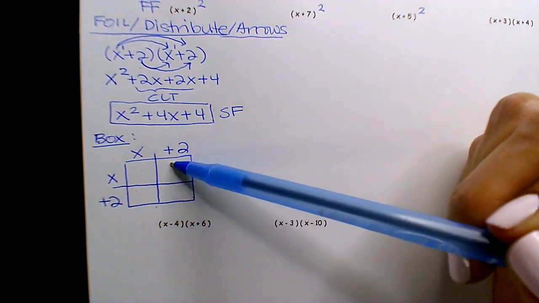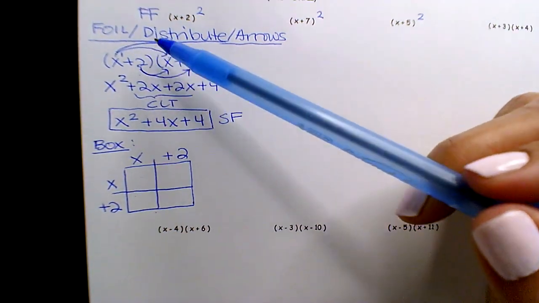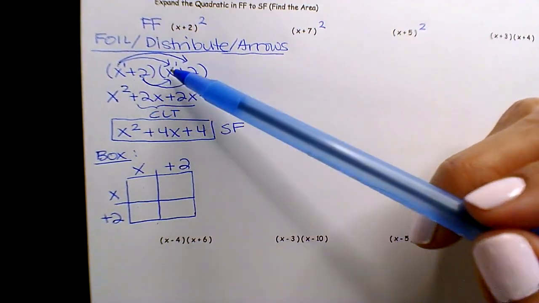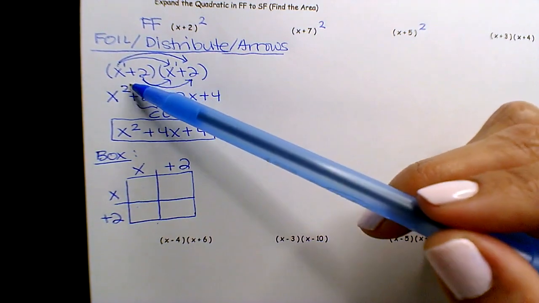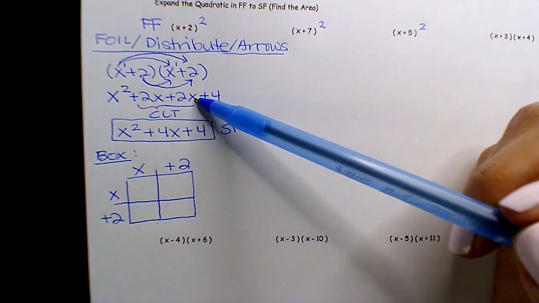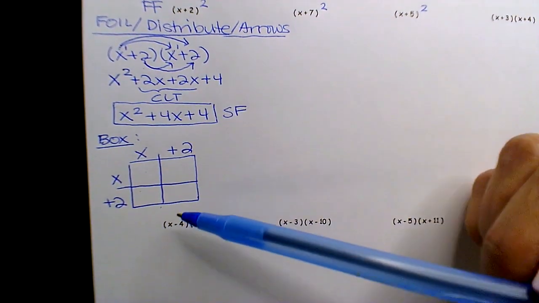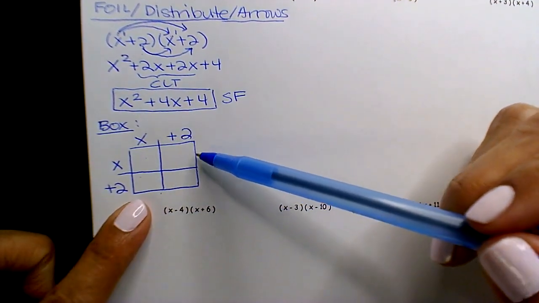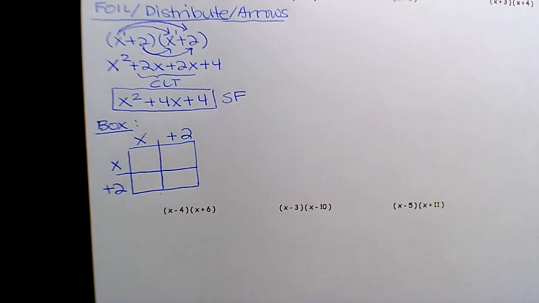Notice there's 4 cells. Because a binomial is 2 terms, a binomial is 2 terms. What's 2 times 2? 4 terms. That's why you're going to get 4 terms coming out of it. So this just helps you not forget to multiply. If you tend to be forgetful, the box method is the way to go.